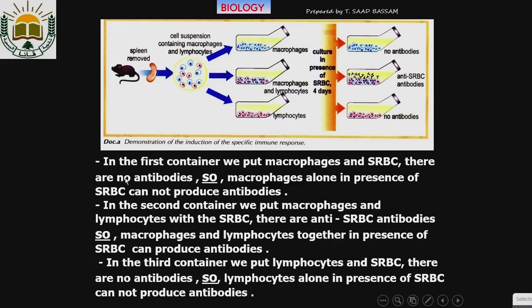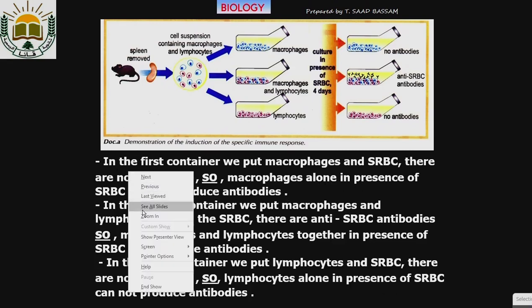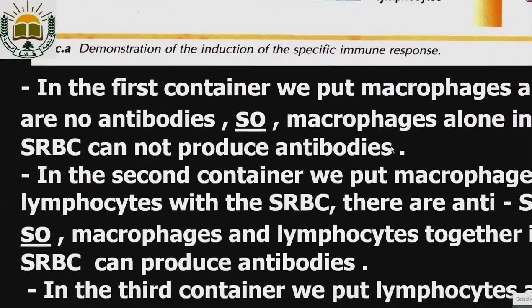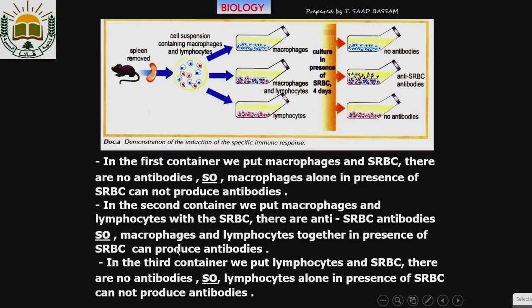Now look at the answer. In the first container, we put macrophages and SRBC. There are no antibodies. That is the analysis. So macrophages alone in the presence of SRBC cannot produce antibodies. I am taking each experiment apart; I am not making a text with connectors. As I said before, you can use each experiment apart, but if you want to write a text, you have to put connectors. It's better to write as a text with connectors. We will practice both types.